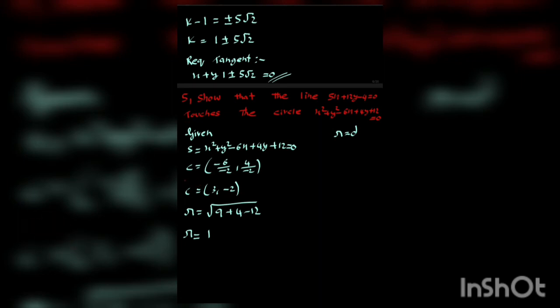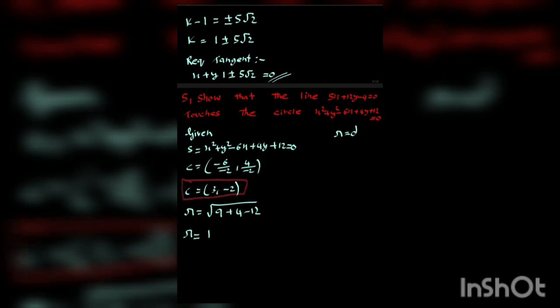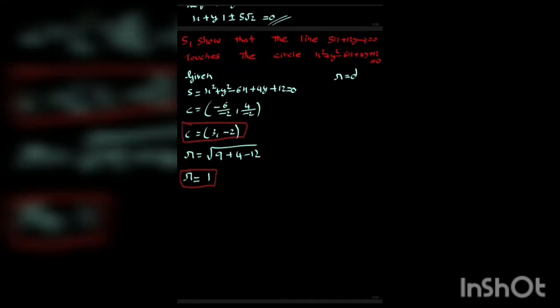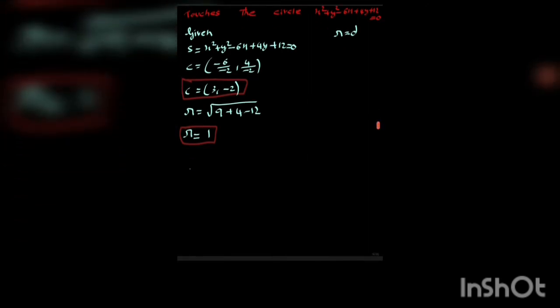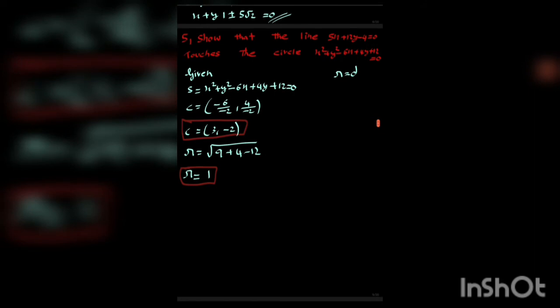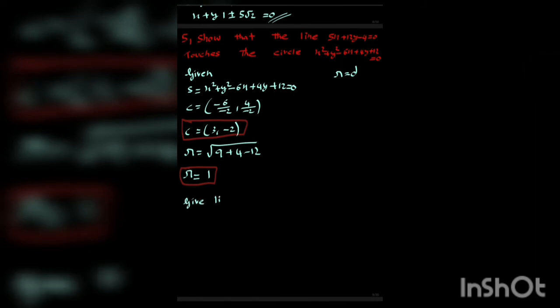So we got C. R. So we got R. Now we have to find the value of D. So D means we have to take the given line. What is the given line? 5x plus 12y minus 4 equal to 0.